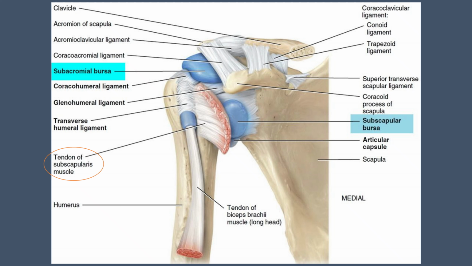Next up, we have the subscapular bursa, which lies between the tendon of the subscapularis muscle and the neck of the scapula. The subscapular bursa protects the tendon of the subscapularis muscle from friction against the neck of the scapula. It communicates with the joint cavity in the anteroinferior aspect of the joint. We also have the infraspinatus bursa associated with the shoulder joint. The infraspinatus bursa lies in between the tendon of the infraspinatus muscle and the posterolateral aspect of the joint capsule. It communicates with the joint cavity.